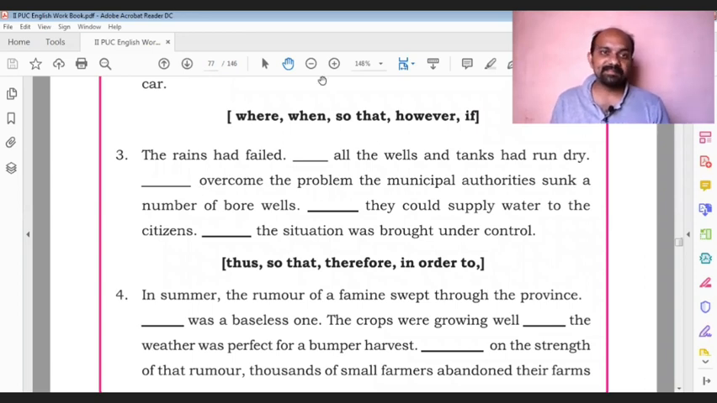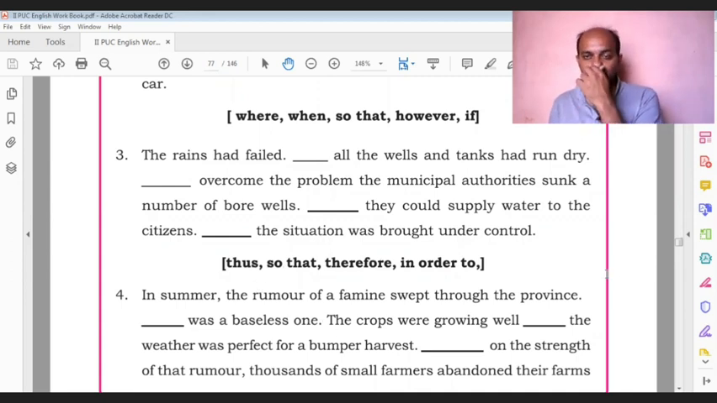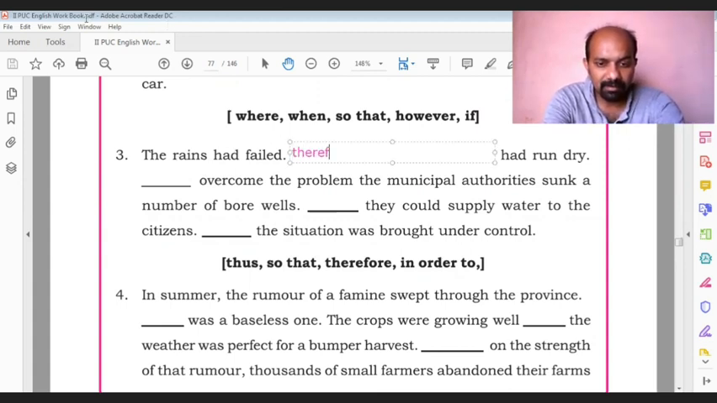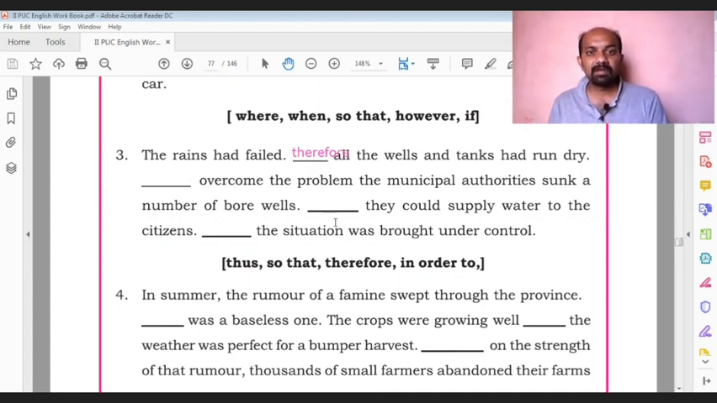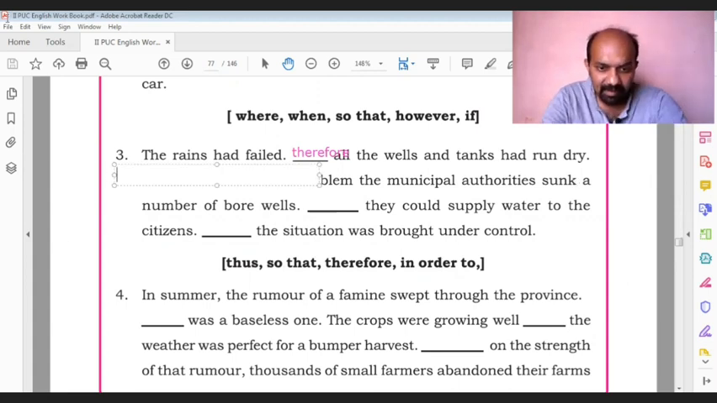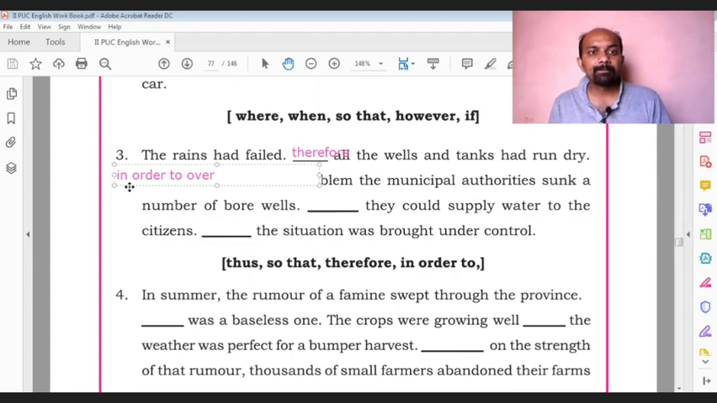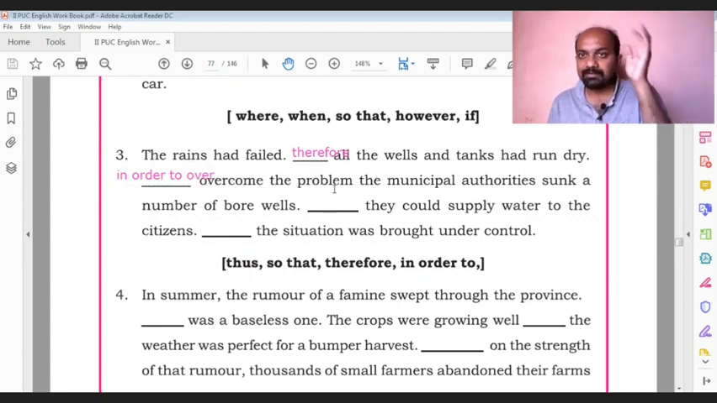The rains had failed. Here we have to choose the linkers from the brackets given below: thus, so that, therefore, in order to. Remember, the rains had failed. Therefore, all the wells and tanks had run dry. In order to overcome the problem, the municipal authorities sunk a number of bore wells.